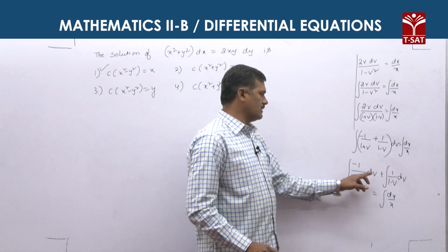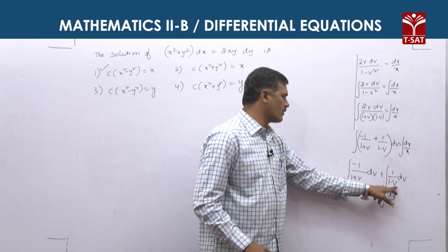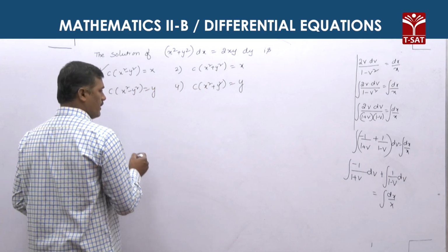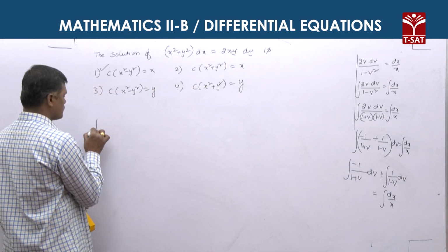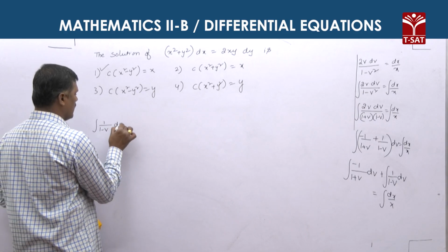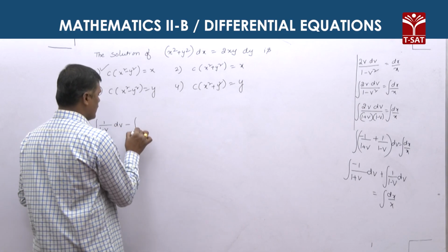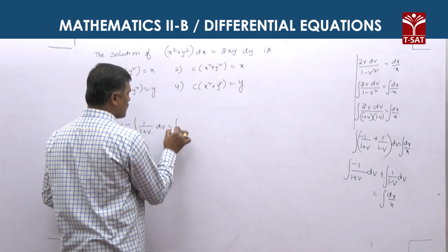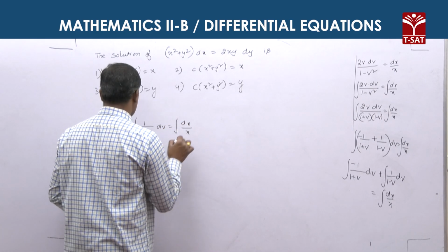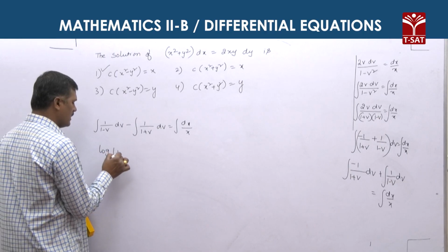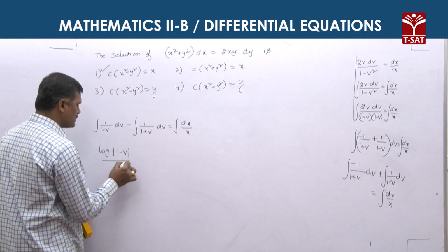This is negative and this is positive. For our convenience, we write this as first one and this as second one. It's the continuation part. Integral of 1 by 1 minus v into dv minus integral of 1 by 1 plus v into dv is equal to integral of dx by x. This is log of 1 minus v by minus 1.